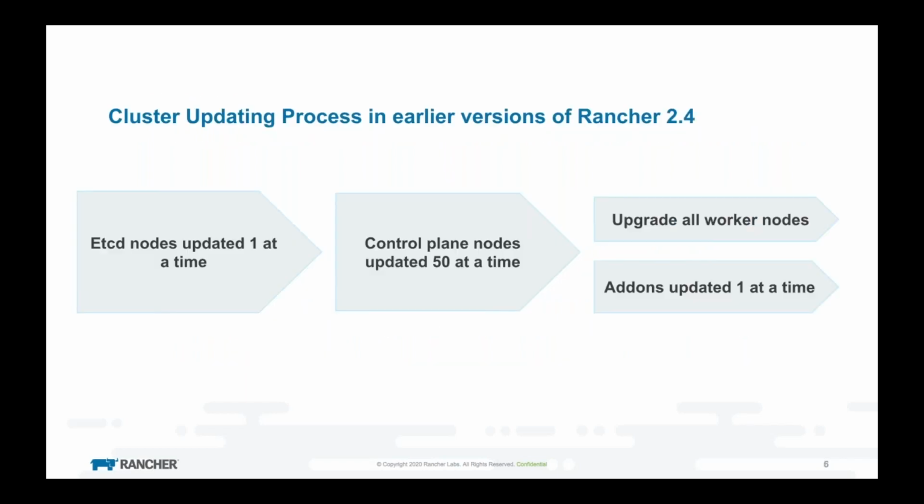So in a nutshell, this is the cluster upgrade process in versions prior to Rancher 2.4, where the etcd plane is upgraded one node at a time, followed by the control plane, 50 nodes at the most at a time, which is almost in parallel, followed by all worker nodes getting upgraded and add-ons getting upgraded one at a time. But the add-ons and worker nodes upgrade happens simultaneously for a Rancher provisioned cluster.